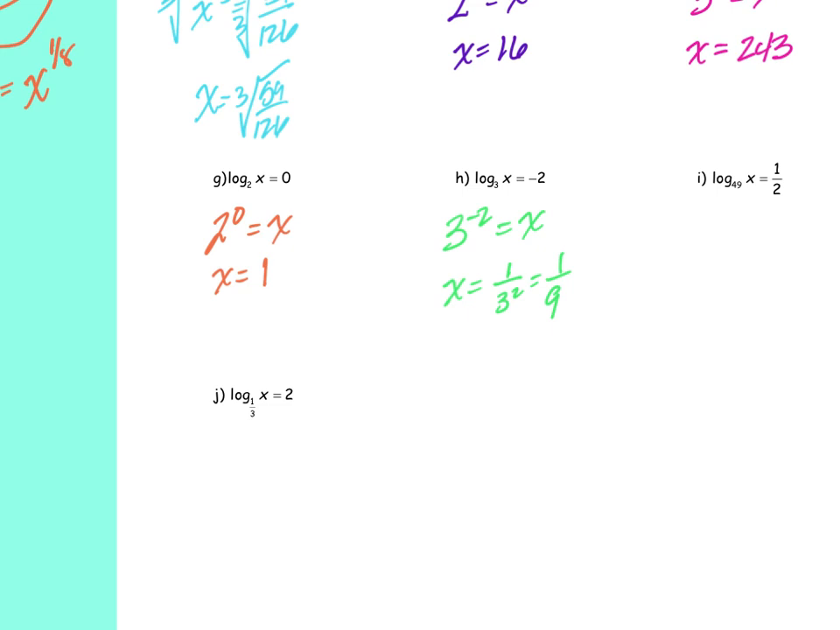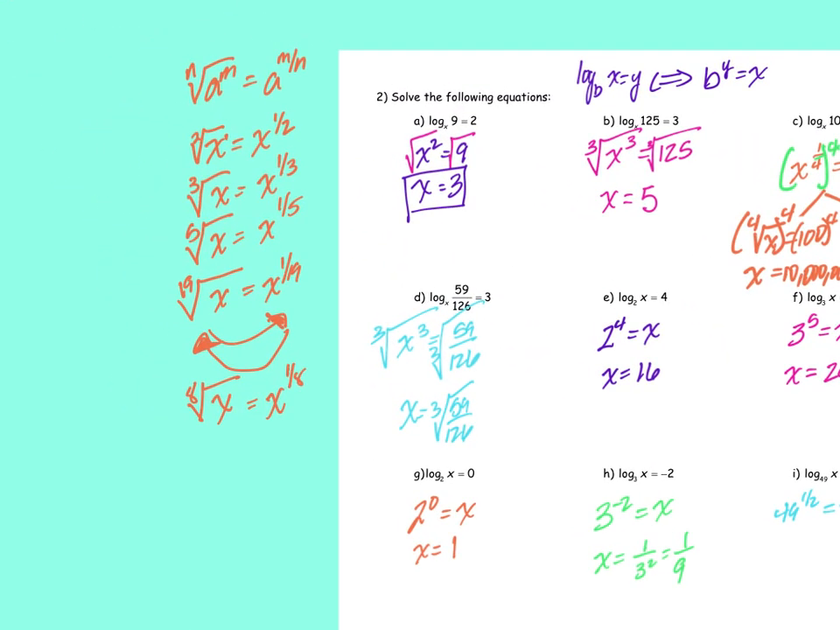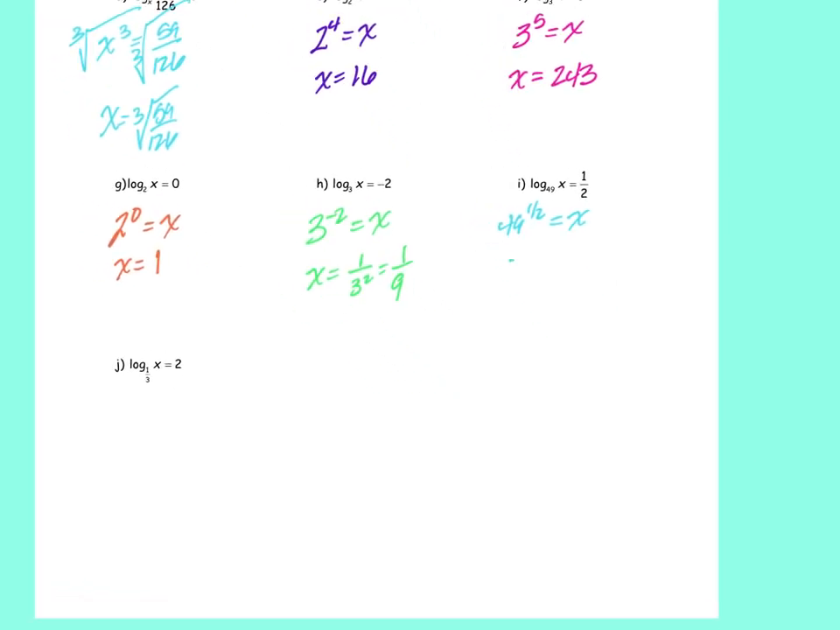And then we get 49 to the 1/2 equals x. And we just talked about this. If I get anything to the 1/2 power, how can I rewrite that? Anything to the 1/2 power can be rewritten as what? A square root. So let me move this back over here again. So I can rewrite this as x equals the square root of 49, which equals 7.